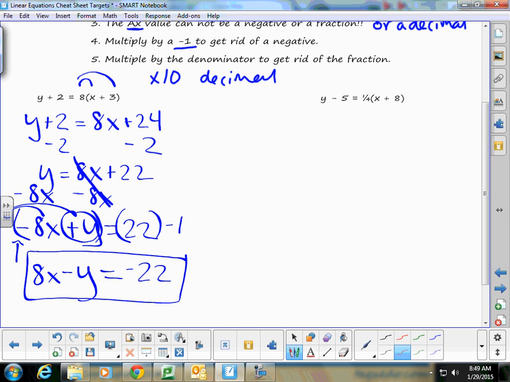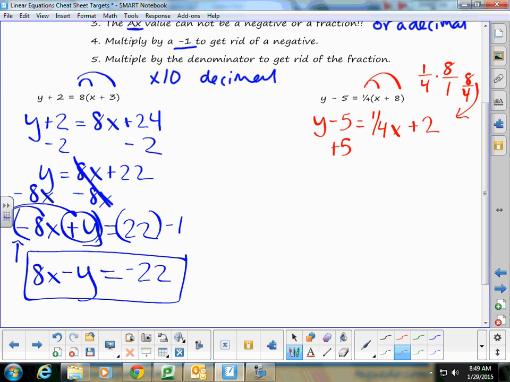One more on this one. Distribute the 1/4. I'm going to distribute it because it's nice right away. You could get rid of it right away. So I have y minus 5 is equal to 1/4 x. 1/4 of 8 is 2. You need to see that. 1/4 of 8, 8 over 4 is the same as 2. Bring my 5 over. So I have y equals 1/4 x plus 7.